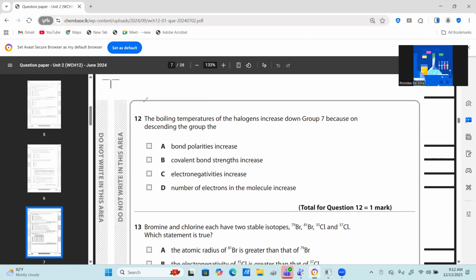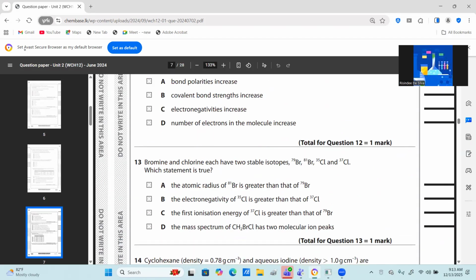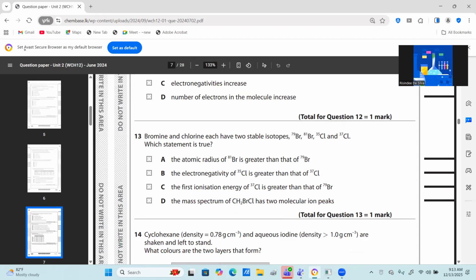12th one, the boiling temperature of the halogens increases down group 7 because on descending the group, we know boiling point depends on the intermolecular forces. Between halogens, they are nonpolar, they have only London forces. So the strength of London forces is increased due to the increasing number of electrons. So the correct answer is D.